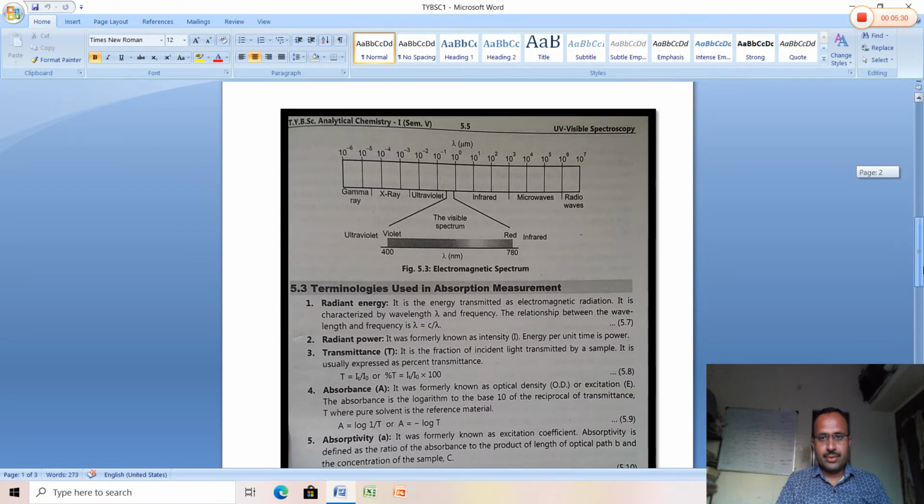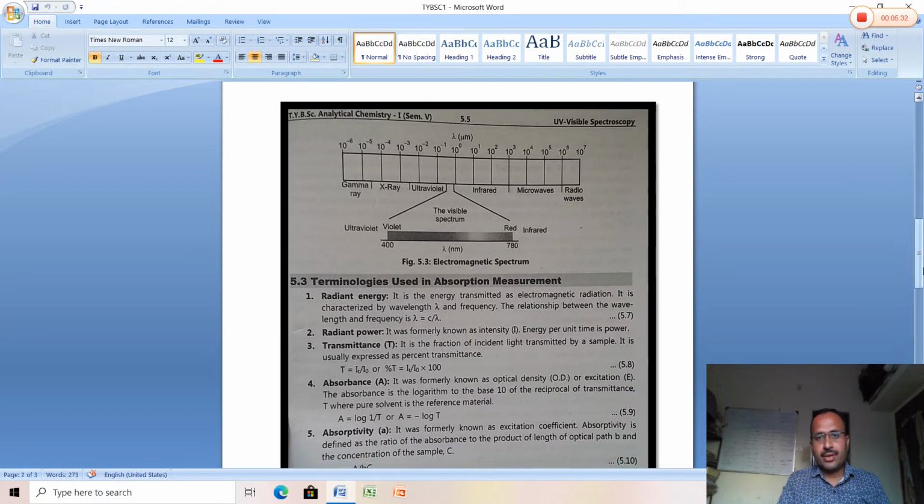Now this is the page taken for reference from the TYBSc textbook. This is the spectrum of the electromagnetic radiation. As on the previous page, we studied the properties of the electromagnetic radiation. The electromagnetic spectrum is divided into different types of radiation: gamma radiation, X-rays, UV, IR, microwave, radio waves. All have the same unit, lambda, expressed in micrometer.